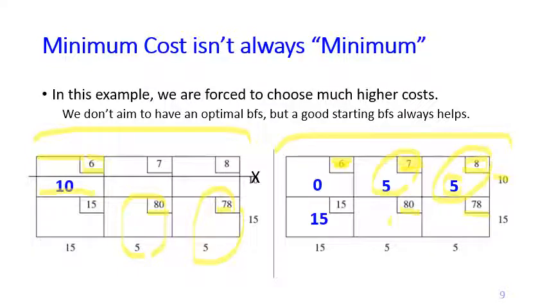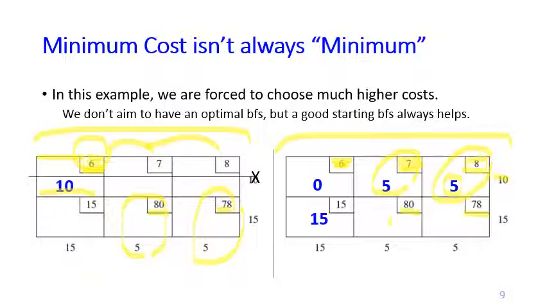So the point here is that we don't always get a good BFS using the minimum cost method, because we do not look at the other possibilities. We just look at the minimum one and fill that with the value as large as possible. Sometimes it's not very good and we actually need to consider the other columns or the other rows. So that is the weakness or the limitation of this minimum cost method.